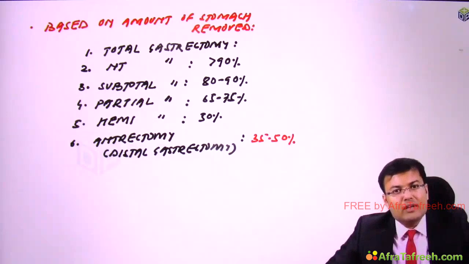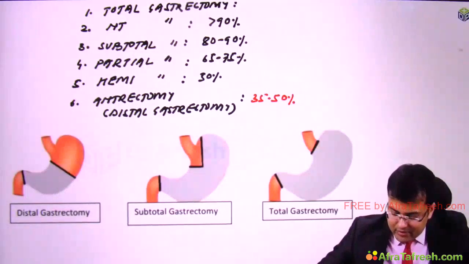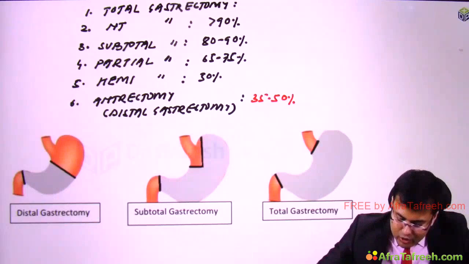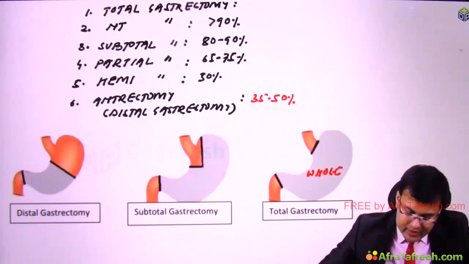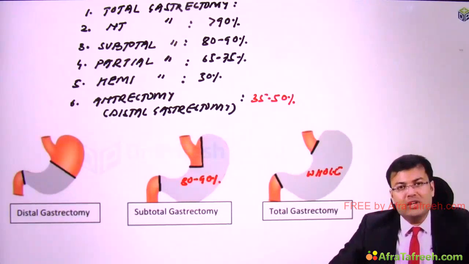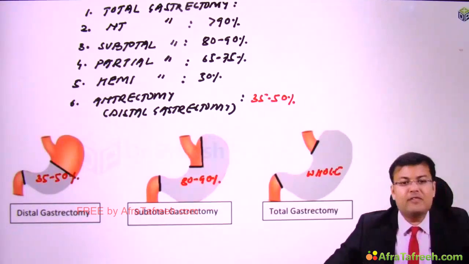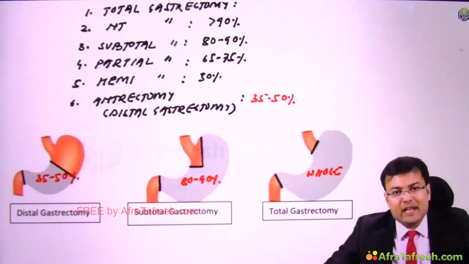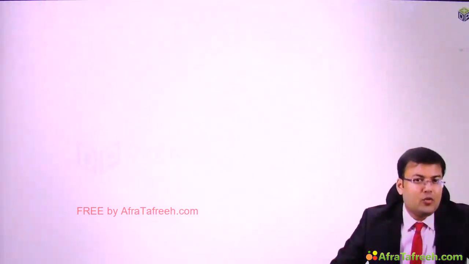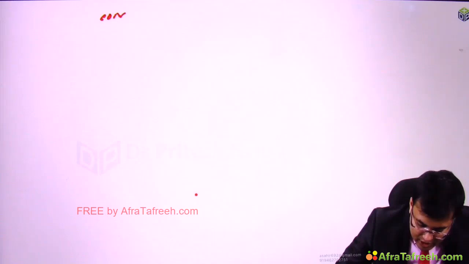Now see some of the commonly performed gastrectomies. First is the total gastrectomy, in which whole stomach is removed. And here you can see subtotal gastrectomy. Here we are going to remove 80 to 90% of stomach. And distal gastrectomy, also known as antrectomy, and here we are going to remove 35 to 50%. So these are the types of gastrectomy based on the amount of stomach removed. So questions are asked, what are the complications of gastrectomy? See the complications of gastrectomy.